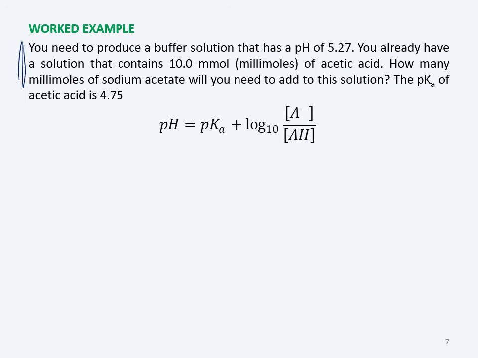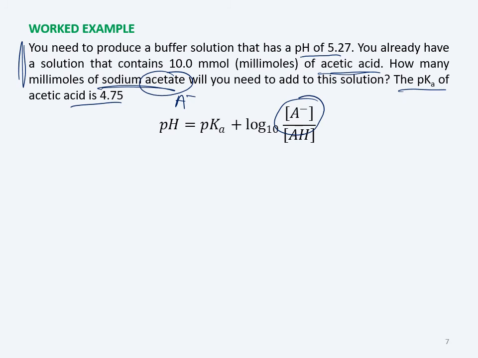It talks about a buffer solution, it gives us a pH, and we have a solution of acid that we've already got, and we need to work out how much sodium acetate we need to add to the solution, and we've got a pKa. So one of the things we need to work out is the amount of sodium acetate. Now, acetate, that's going to be A minus, isn't it? So we need to work out the concentration of A minus. So we need to rearrange the equation first and foremost. So let's do that first.